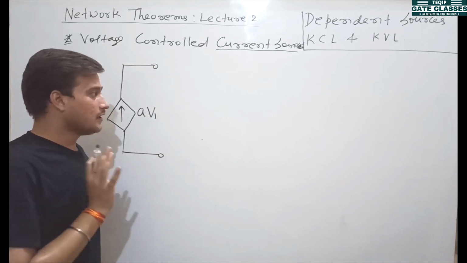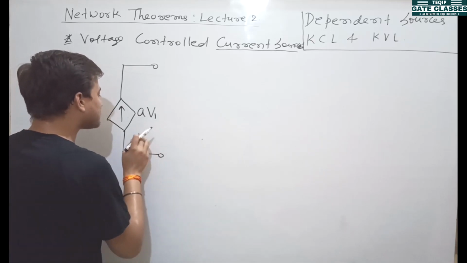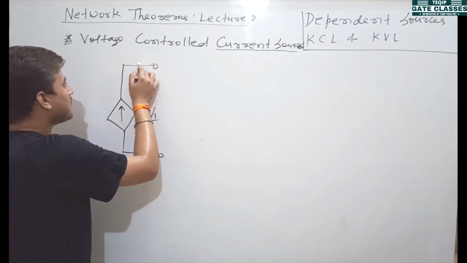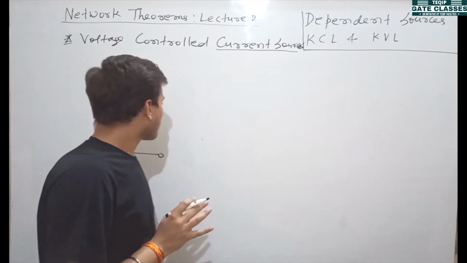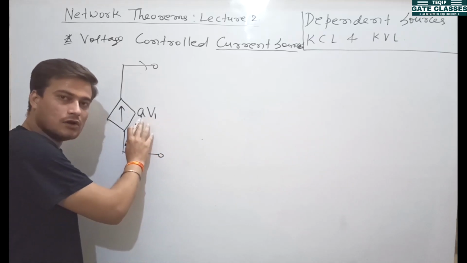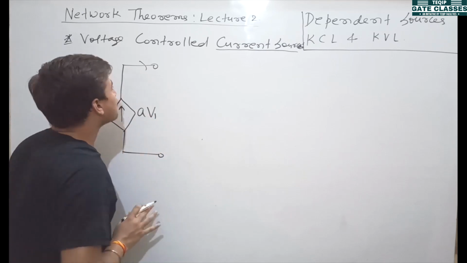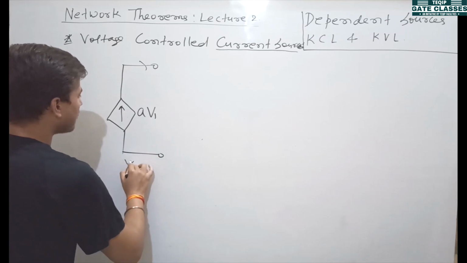Remember one thing, you should not get confused with the unit. Some of you may ask, sir, here it is A into V1 but this is a current source, so its unit is ampere. No, you have to consider the magnitude only. You should not focus on the unit here. Clear? So here it is a voltage controlled current source. Clear?